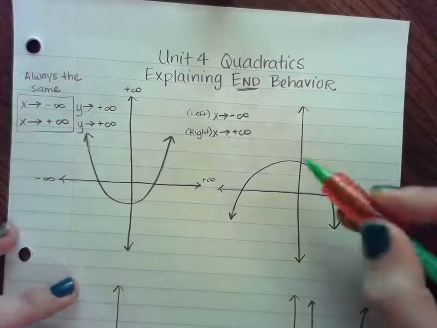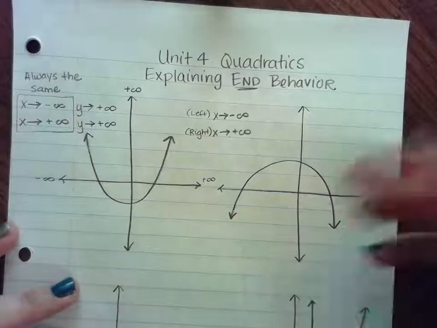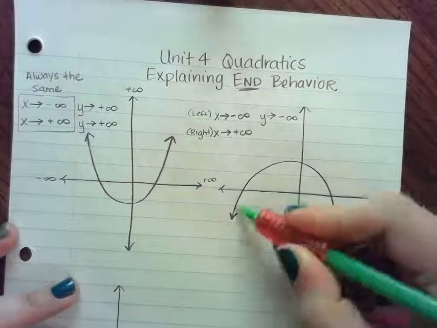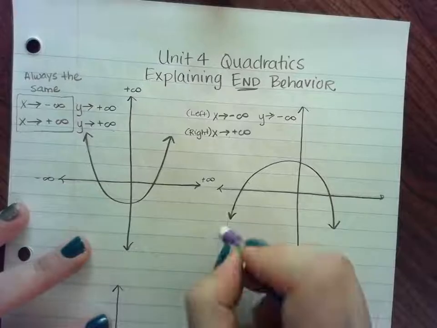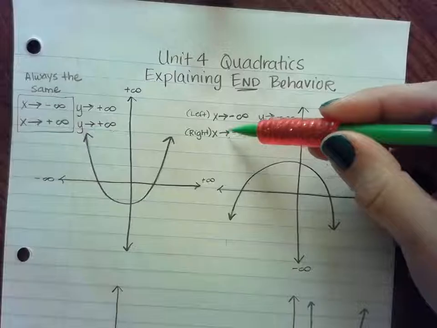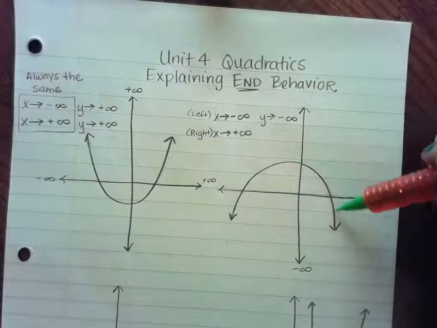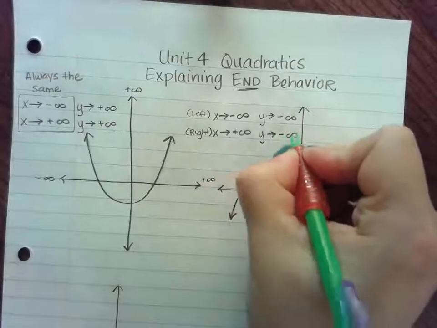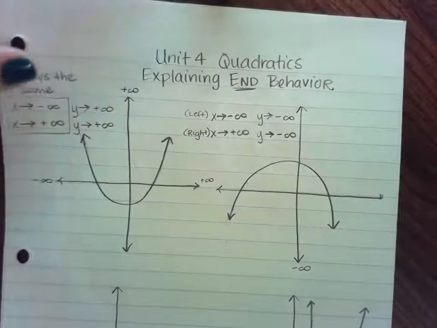So for this graph, since we're face down, on the left-hand side the graph is going down. So this would be y approaches negative infinity. Since we're going down, that means we're approaching negative infinity on the y-axis. And then for the second part, as x approaches positive infinity, on the right-hand side your graph is also going down. So you write y approaches negative infinity. That's your end behavior.